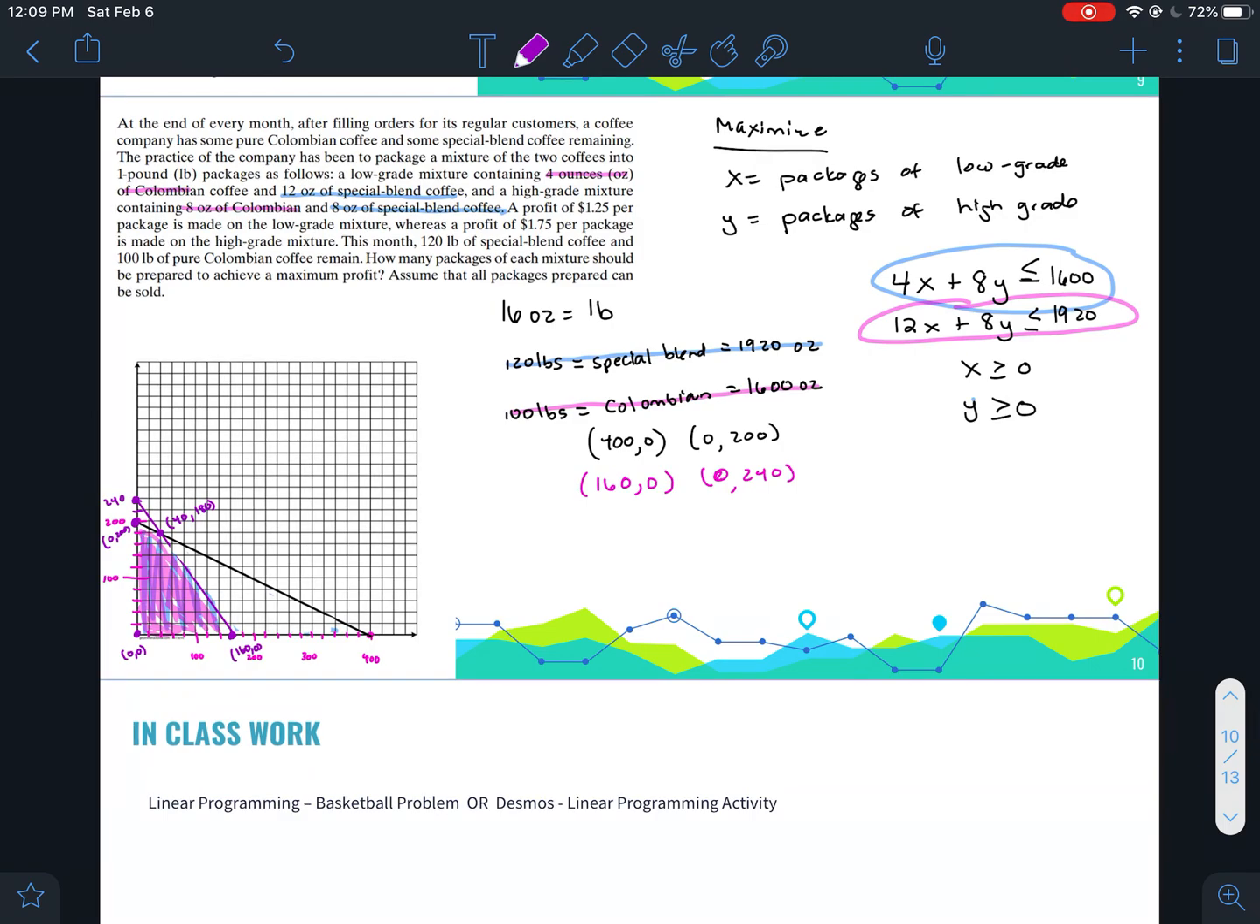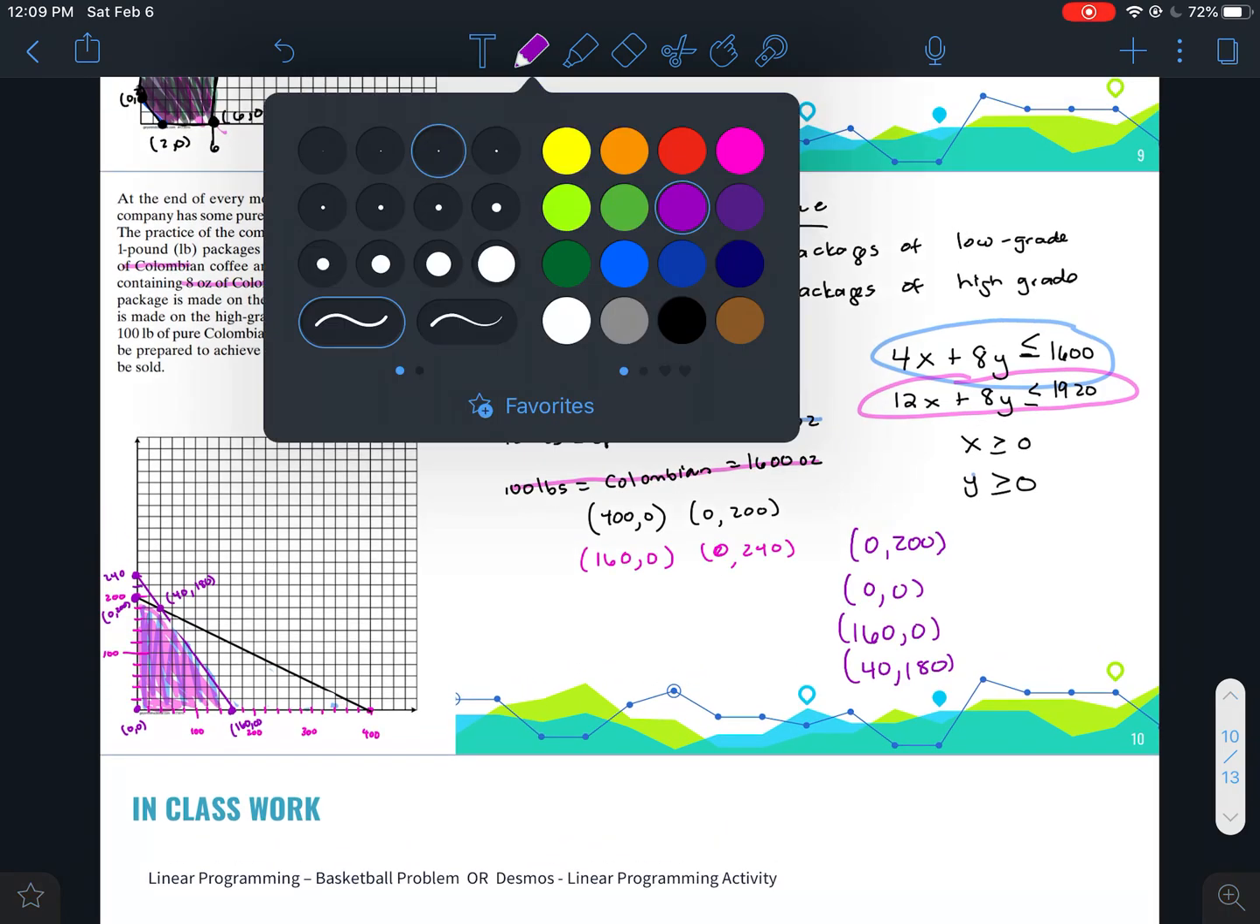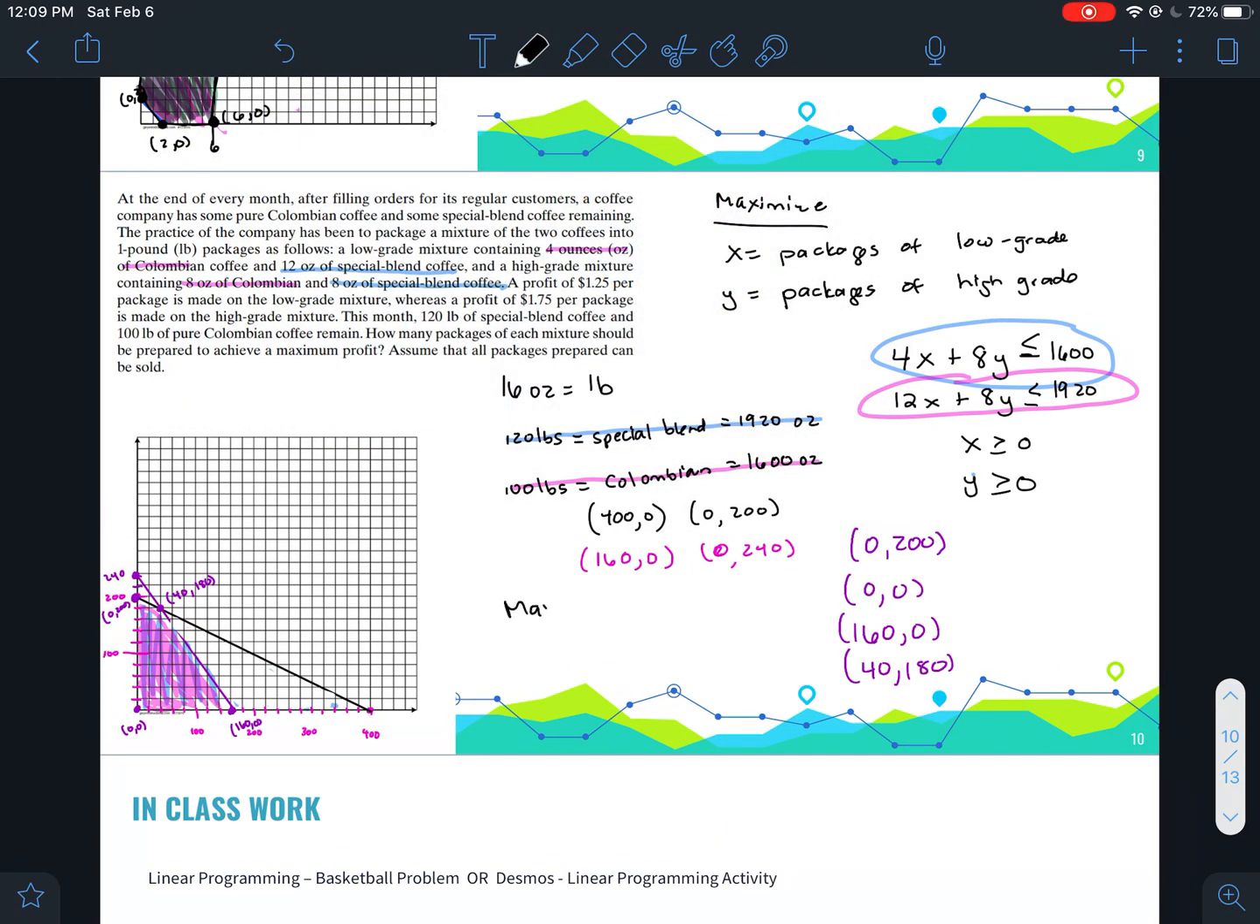And so we are going to now use those points, our vertices, as test points. So we're going to test 0, 200. We are going to test 0, 0. We're going to test 160, 0. And we're going to test 40, 180. And we're going to plug them into the equation that we wanted to maximize. Oops, we didn't write our maximize equation.